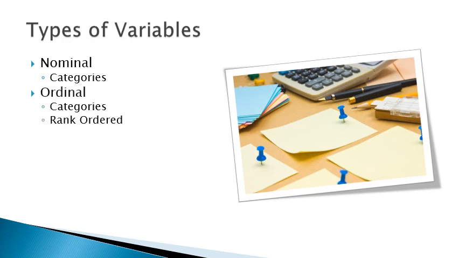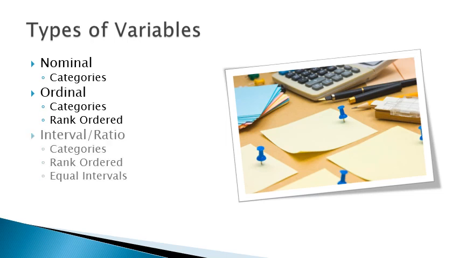If those categories have a ranked order to them, then we call it an ordinal variable. So if you have kids in school and they are freshmen, sophomore, juniors, and seniors, that's just a category. This one's a freshman, this one's a sophomore, but the categories have a ranked order to them. One is higher than the other.